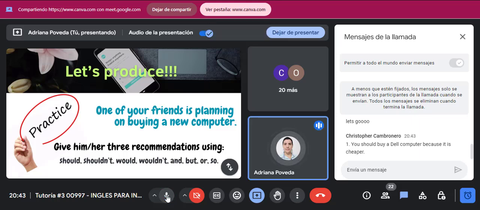Okay, Christopher typed, you should buy a Dell computer because it is cheaper. Very good. You used another conjunction, Christopher, because that's a good conjunction, not part of the ones you are studying in the lesson, but it's a good conjunction and the sentence is perfect.